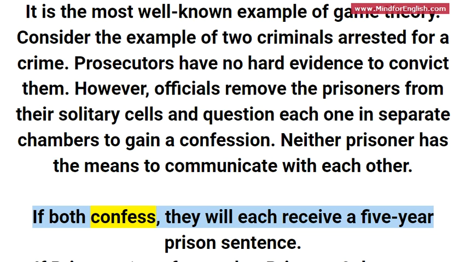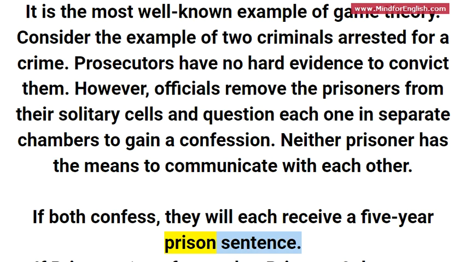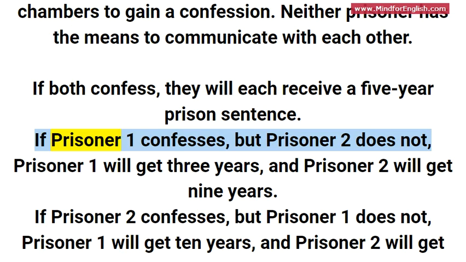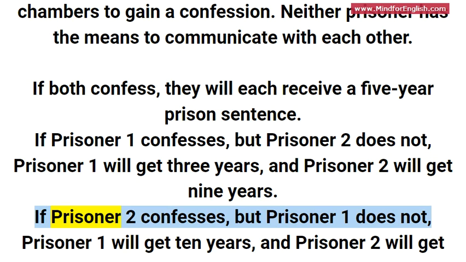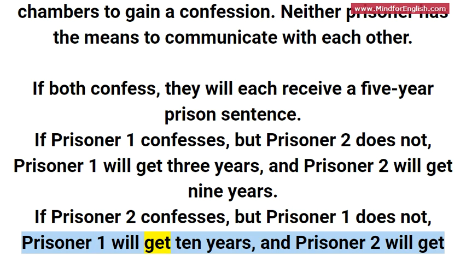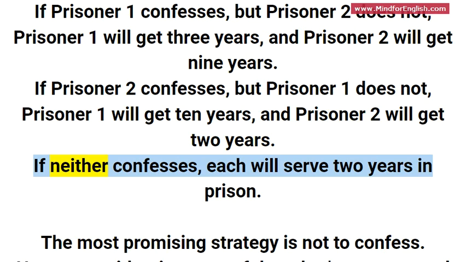If both confess, they will each receive a 5-year prison sentence. If prisoner 1 confesses, but prisoner 2 does not, prisoner 1 will get 3 years, and prisoner 2 will get 9 years. If prisoner 2 confesses, but prisoner 1 does not, prisoner 1 will get 10 years, and prisoner 2 will get 2 years. If neither confesses, each will serve 2 years in prison.